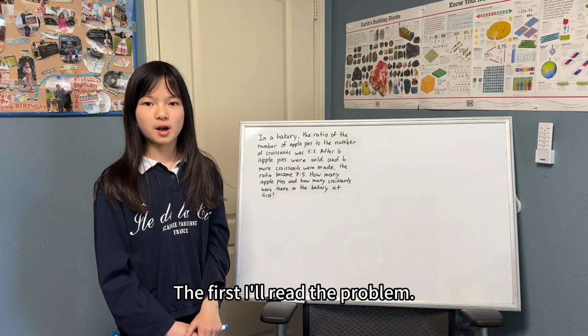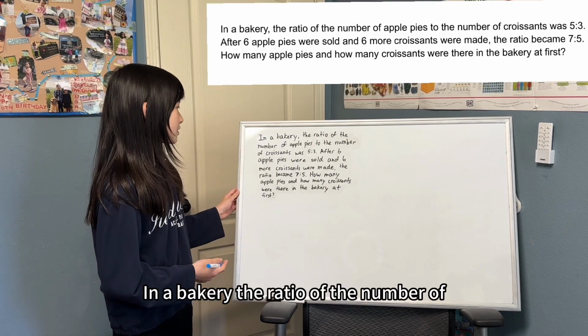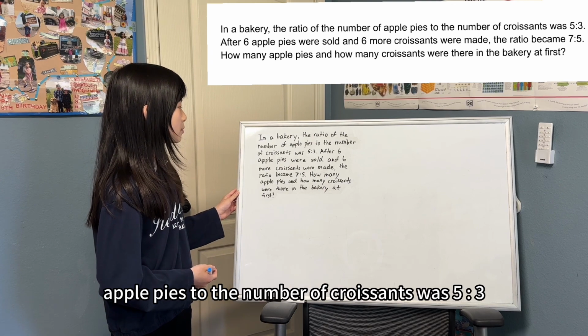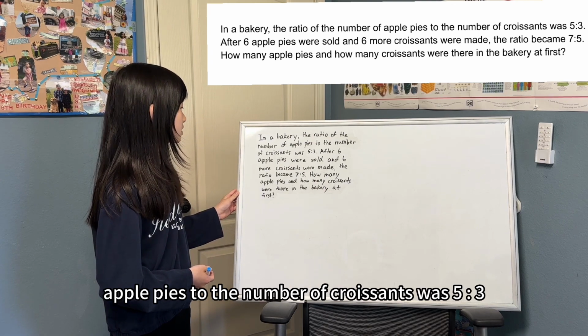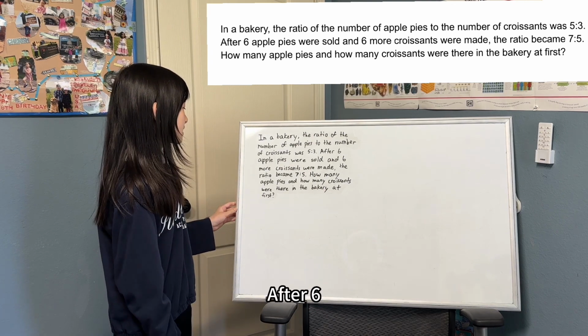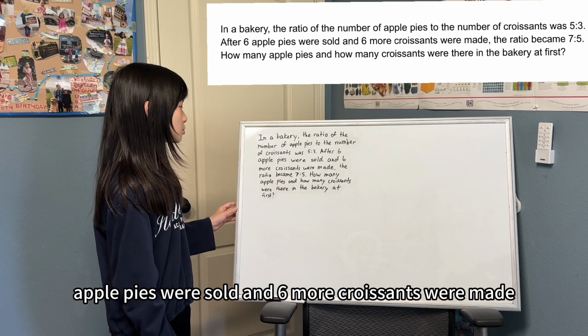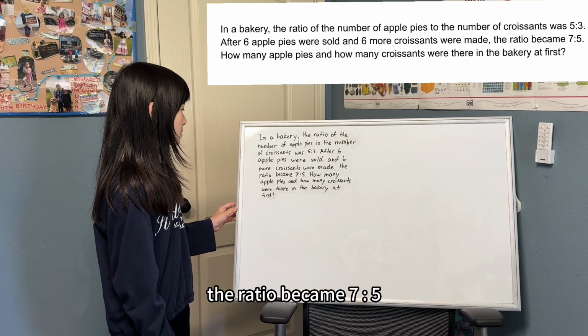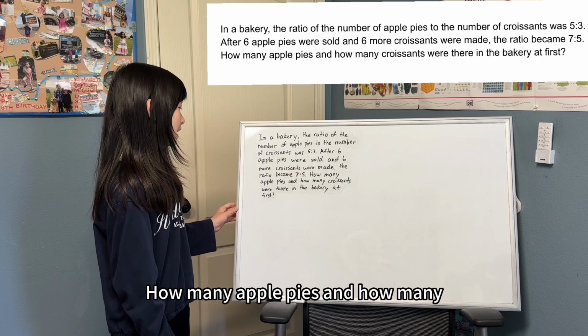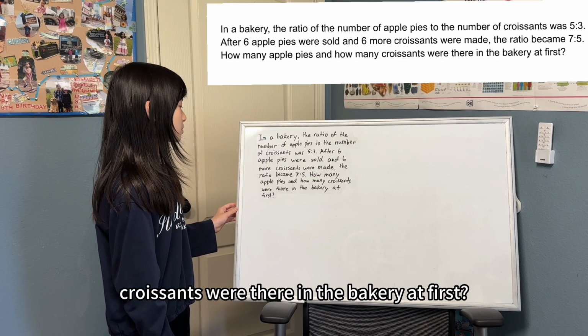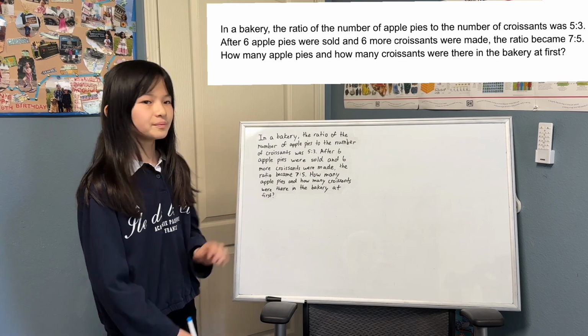First, I'll read the problem. In a bakery, the ratio of the number of apple pies to the number of croissants was 5:3. After 6 apple pies were sold and 6 more croissants were made, the ratio became 7:5. How many apple pies and how many croissants were there in the bakery at first?